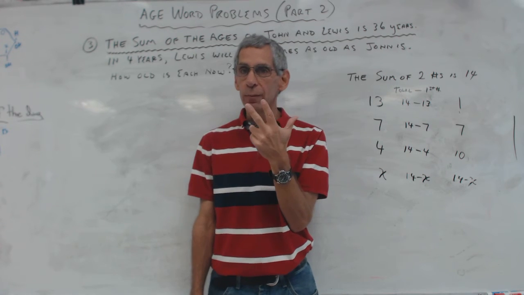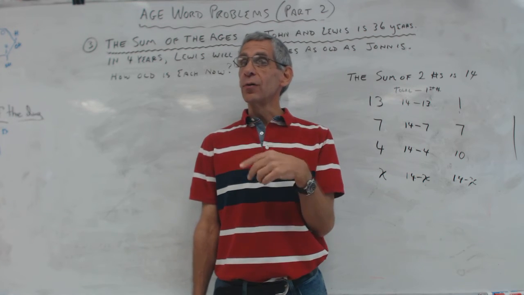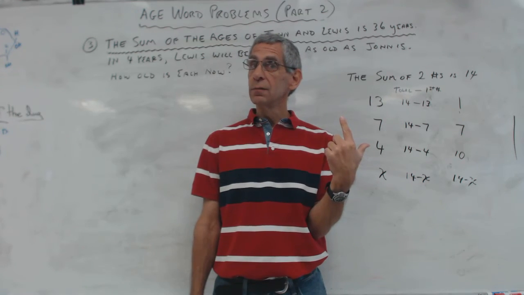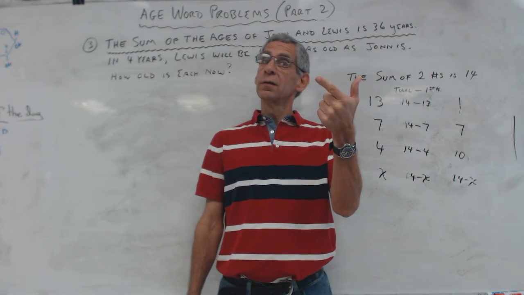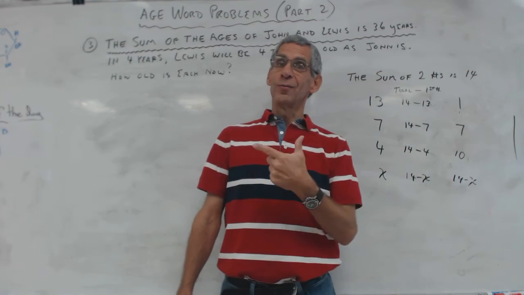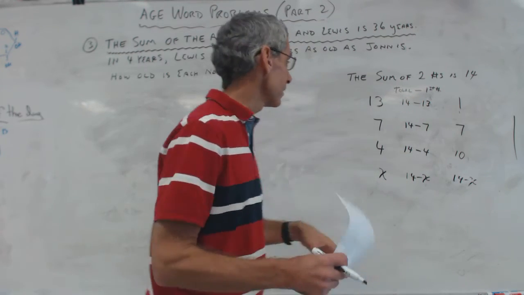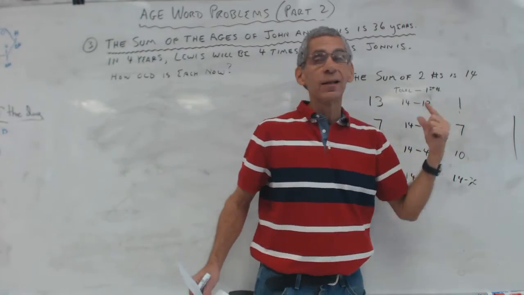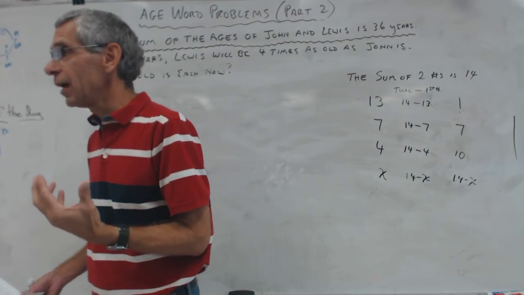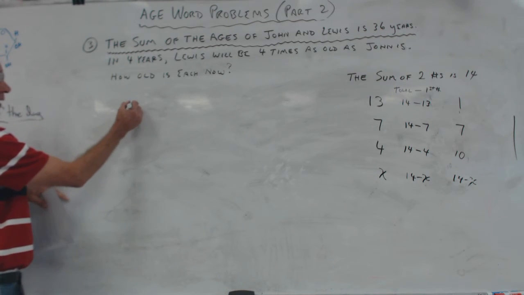Think about it. The sum of two numbers is 21. The first number is always x, and the second number is the total. The sum of the two numbers is 21. The second number is 21 minus the first number, x. 21 minus x. You got it? So that's the key. Now, sometimes it's not written as the sum of two numbers, it might say the sum of two ages. It's the same thing. So we've got to create our box.